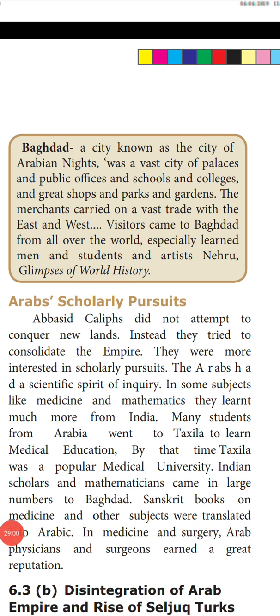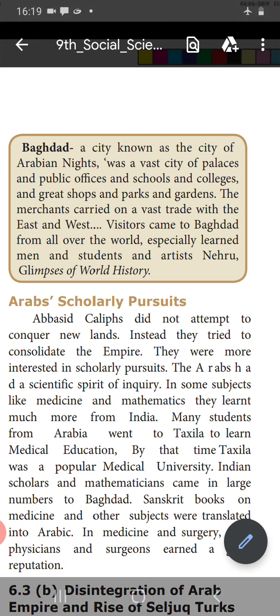Okay, now let us know about Baghdad. A city known as the City of Arabian Nights, it was a vast city of palaces and public offices and schools and colleges and great shops and parks and gardens. The merchants carried on a vast trade with the east and west. Visitors came to Baghdad from all over the world, especially learned men and students and artists. Nehru said all these things in his book Glimpses of World History. Who is that Nehru? Jawaharlal Nehru.